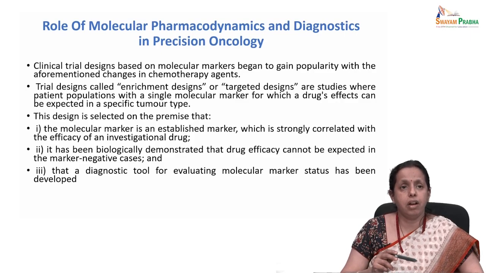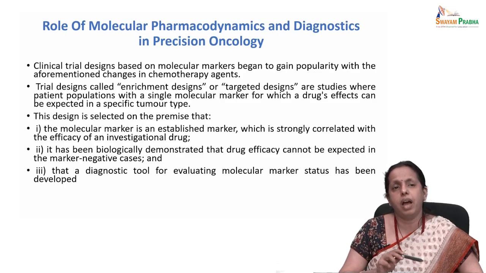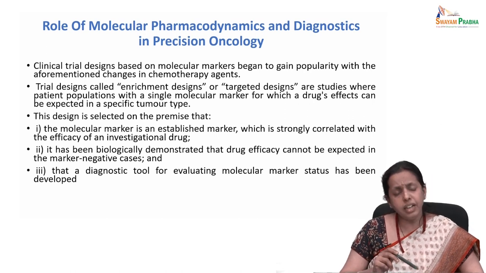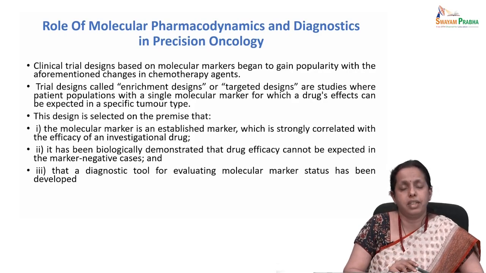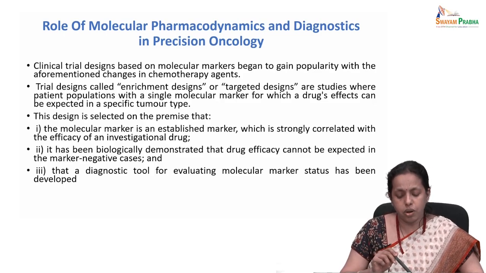It has to be biologically demonstrated that the drug's efficacy cannot be expected in marker-negative cases. For example, if I don't have the mutation, this drug will not work. And there must be a diagnostic. Have you developed a diagnostic tool, for example a qPCR, an NGS or a simple PCR, that can measure this molecular marker?